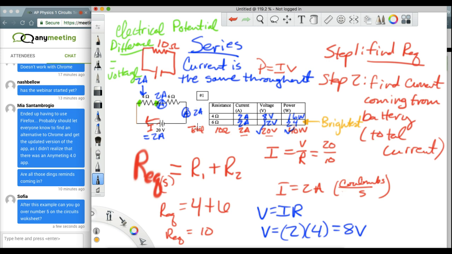All right, that is a simple series circuit on your quiz. I'm going to go over a simple parallel circuit and then a combination circuit, and then I'll open it up for questions for you guys.